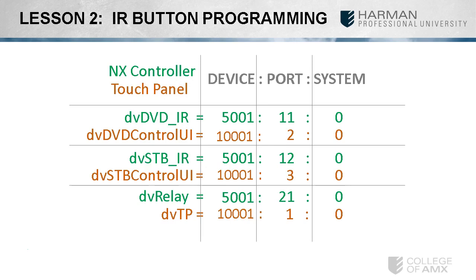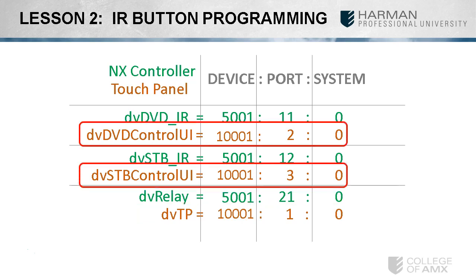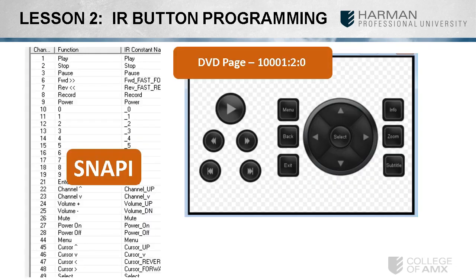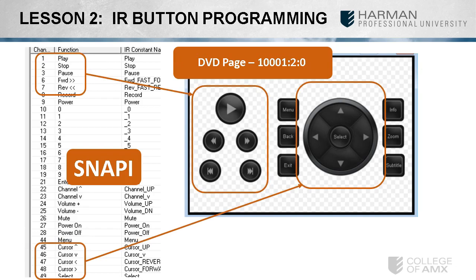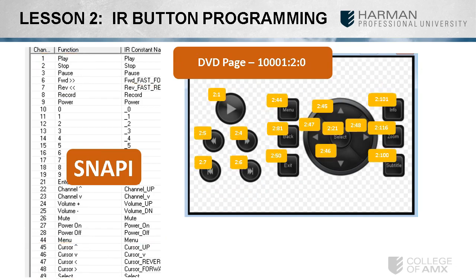For example, I've defined the TP or base UI as before, i.e. 10.0.0.1.1.0. But then I've also added the device identifiers for the individual DVD and STB control pages. Next, assign UI channel codes to the buttons on the DVD control page. Follow the SNAPI protocol. Each button gets the same port assignment, but a unique channel code. For example, the play button is assigned channel code 1 on port 2.